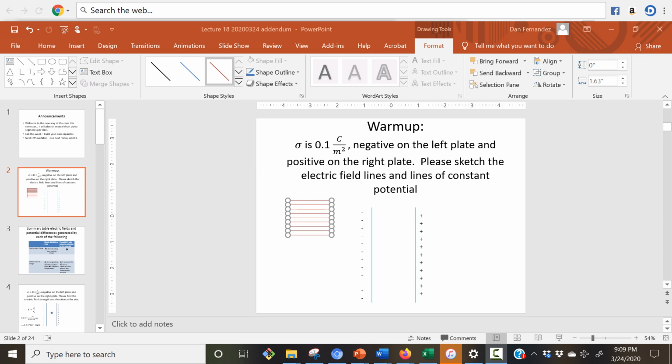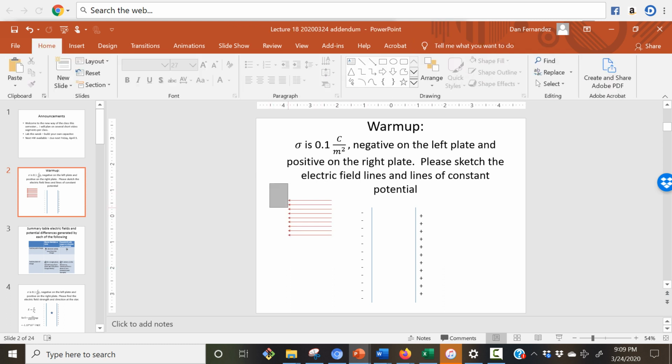Okay, so how I started this video originally was I asked you, if you have these two planes, one with plus on the right and minus on the left, can we draw the electric field lines and lines of constant potential? So you can pause the video and try it. I will go ahead and do it right now.